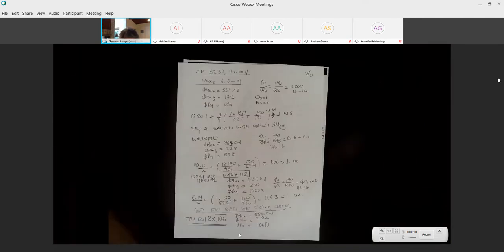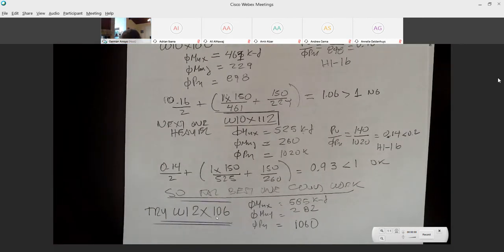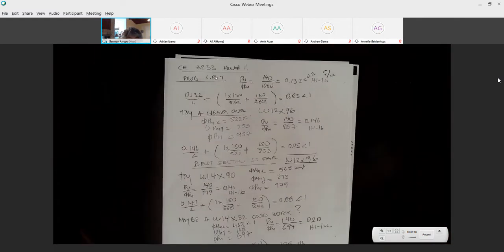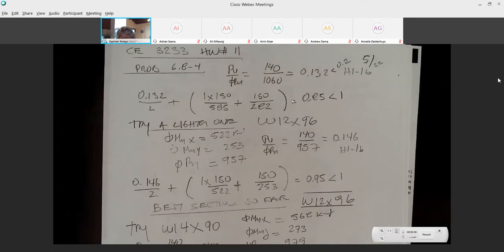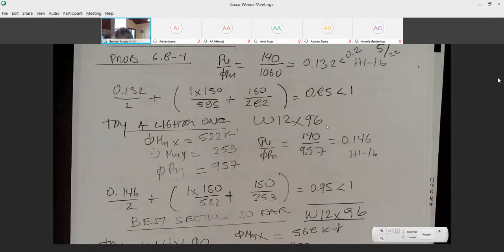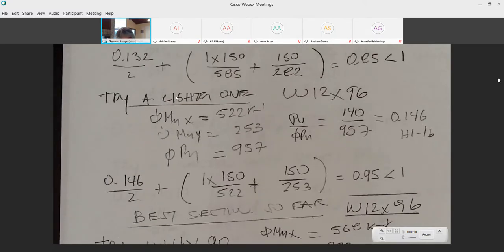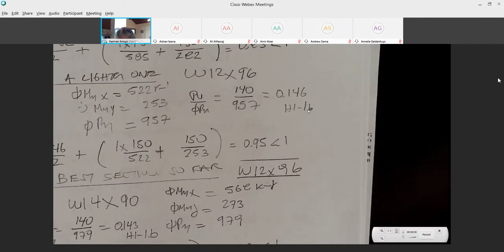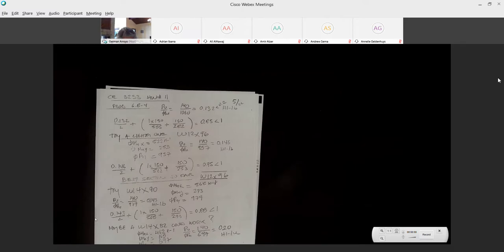We started with W12 by 106, and it looks like it's too big. I tried a lighter one in the same group, W12 by 96. And again, this becomes very easy because we are just getting the values from chapter 6. We don't have to go to any other chapter right now until we find the best section. We stay in chapter 6. One more time, equation H1-1b controls. So this is a very quick computation.